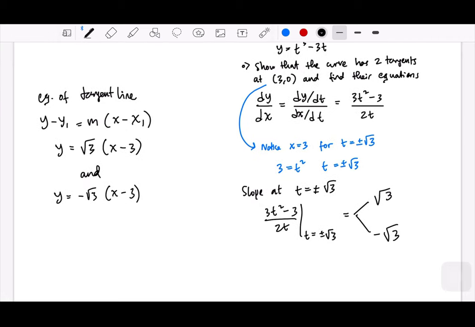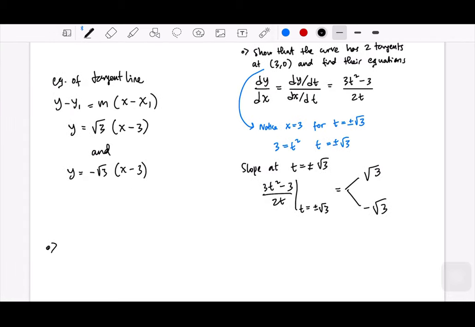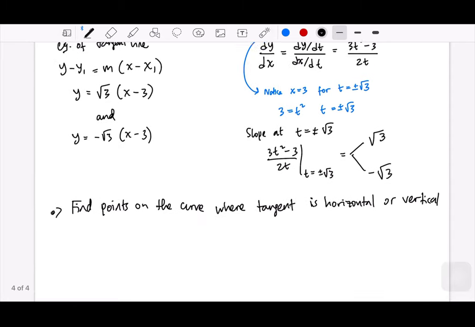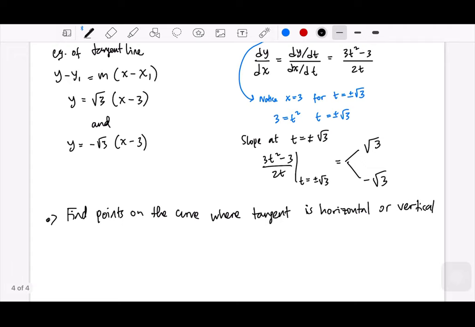Okay, I think that's too easy, right? Okay, find points on the curve where the tangent is horizontal or vertical. So horizontal tangent, vertical tangent, I hope you still remember at least the terms.